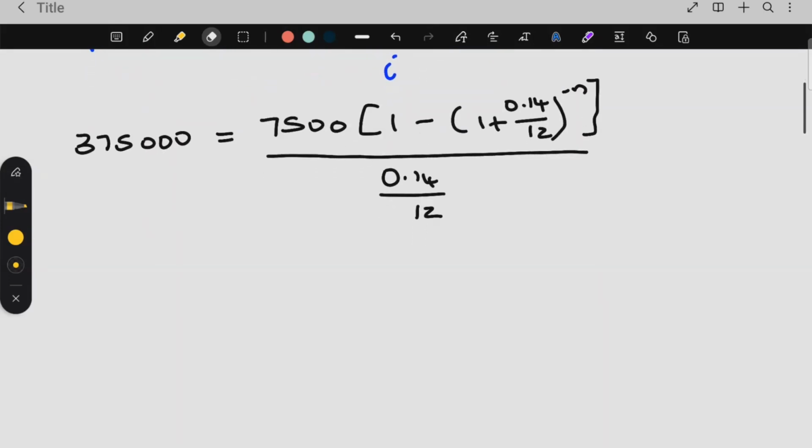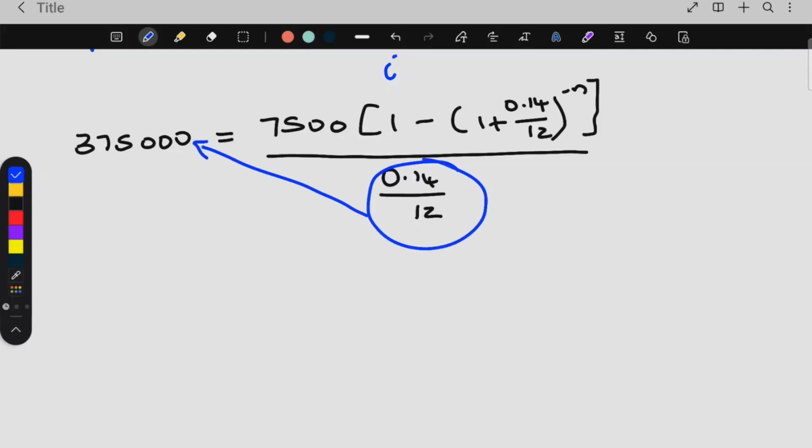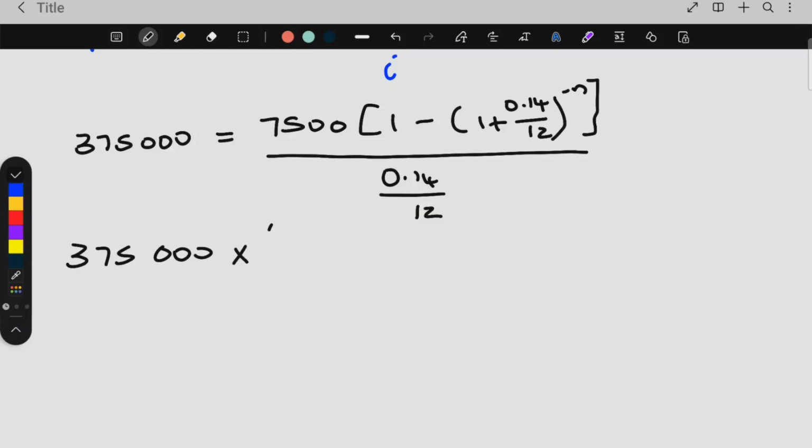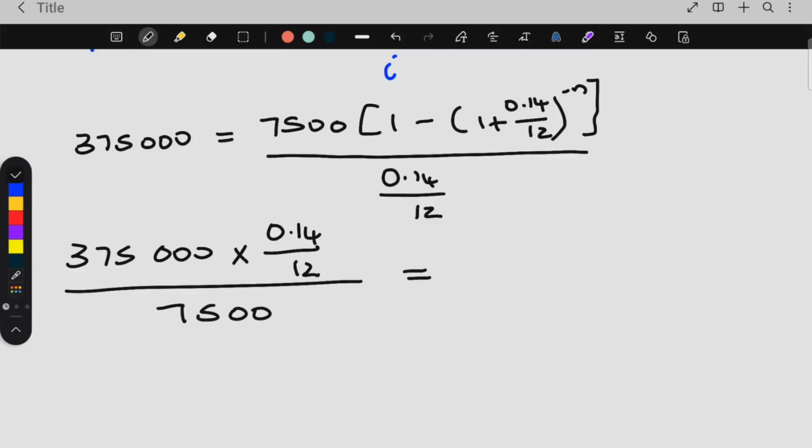So what I am going to do is I'm first going to take this away. So I'm going to multiply the 375,000 with the interest. So let's do that. The next thing I'm going to do is bring this 7,500 down. So I'm going to divide this by 7,500. So I'm then left with this bracket on my right hand side. So let's write that bracket down.